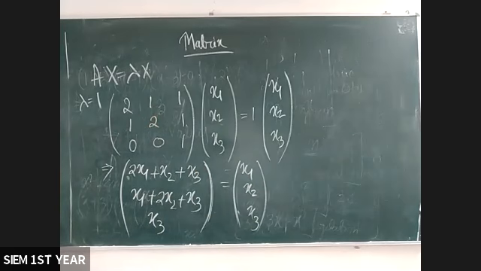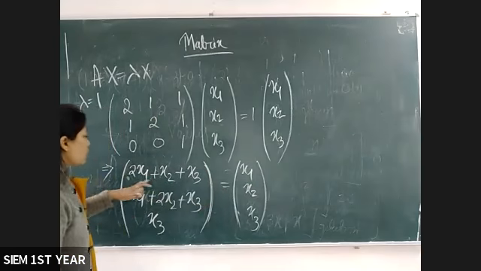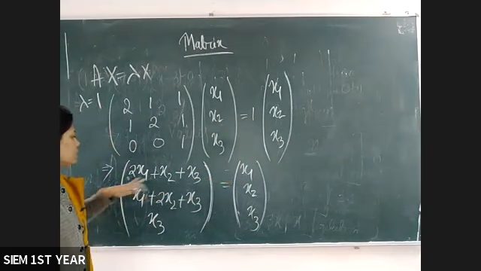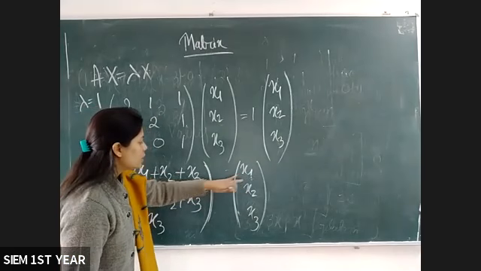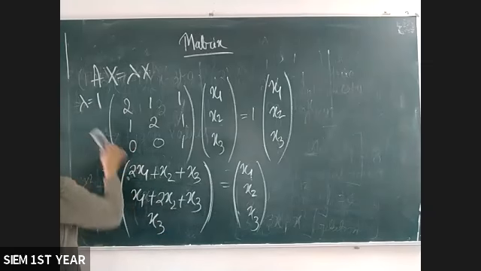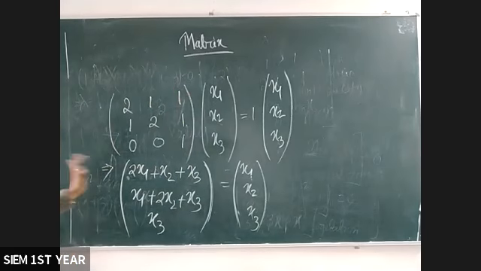Now, on the first day, I already told you the concept of equal matrices. When an equality sign is given, the corresponding elements will be the same. The value of this element will be the same as this element, this with this, and this with this. So from this we get three equations. First copy this, then I will erase this portion.